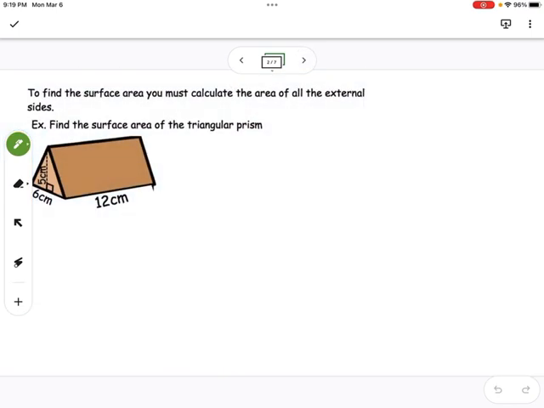Okay, to find the surface area, you must calculate the area of all the external sides. So we want to find the surface area of the triangular prism. So what this is telling us is that we need to find the area of each individual side of the shape. So a triangular prism, we have 2 triangles, front and back, and then we have 3 rectangles. One there, one on the back side, one on the bottom.